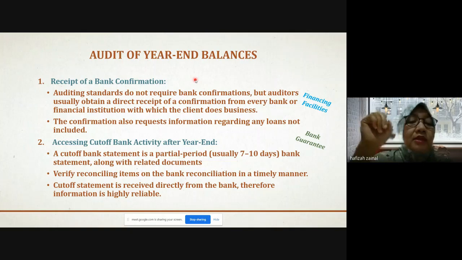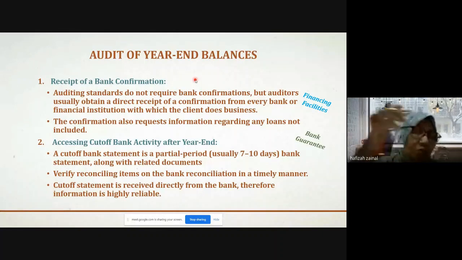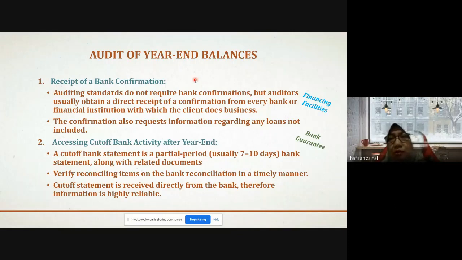That's one. Secondly, you want to check the cut-off of bank activity after year end. That means you want to ensure that whatever transactions belong to the year 2021 are captured in the accounts of 2021, and whatever should be captured in 2022 is captured in the 2022 expenses. That's why, like today is 2nd January, right? 31st December is always the year end.